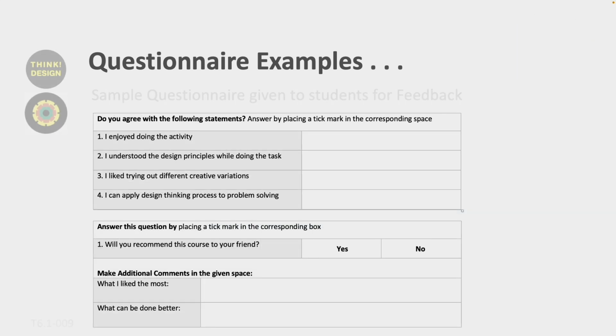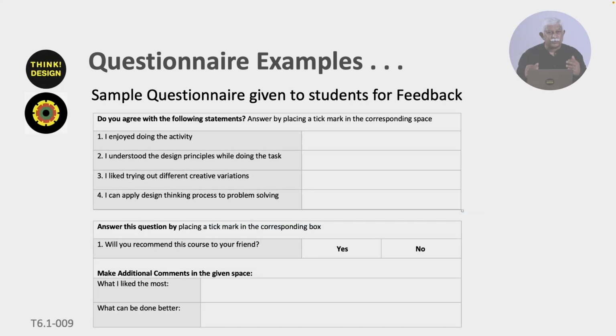Let's look at some other types of questionnaires. So, the first one, do you agree with the following statements? It means that there are 4 statements, you have to say yes or no to them. So, these are predefined close-ended questions. There are 4 questions and you can say yes or no to them. Answer by placing a tick mark in the corresponding space. So, if you enjoyed it, you put a tick mark. You didn't enjoy this activity, you don't put a tick mark.